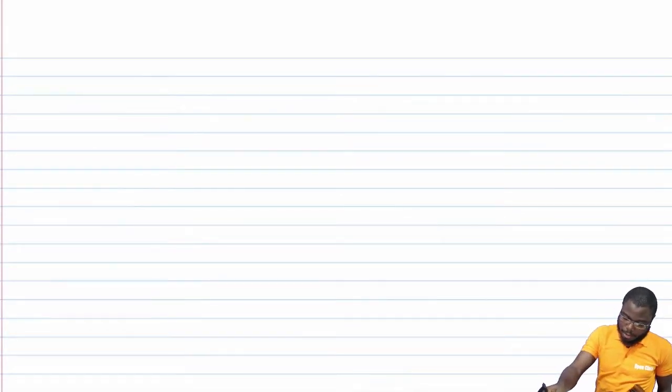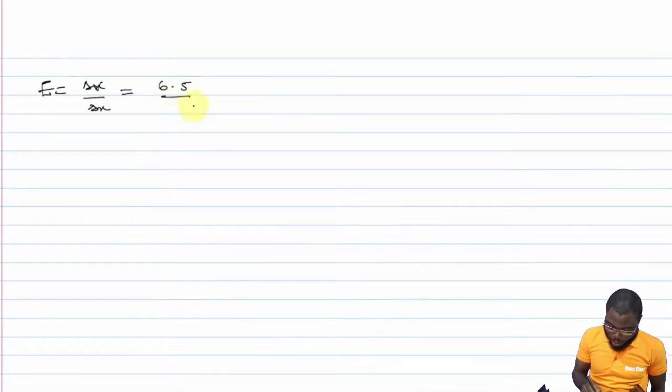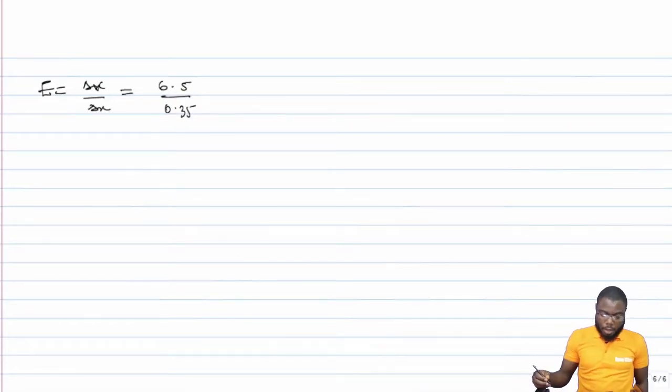So now my electric field intensity equals change in V over change in x, which equals 6.5 divided by 0.35. If you do this calculation, where you are dividing 65 by 35, you know that it will go once. You can't get to 65.